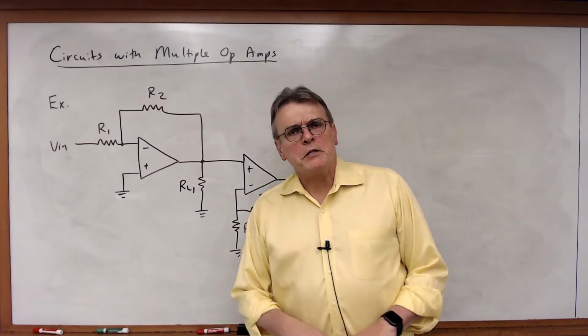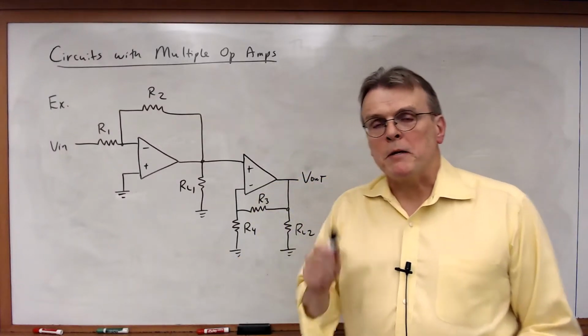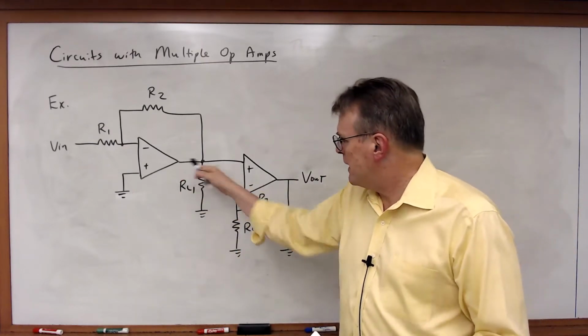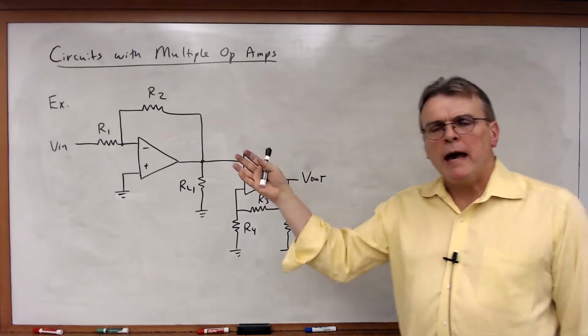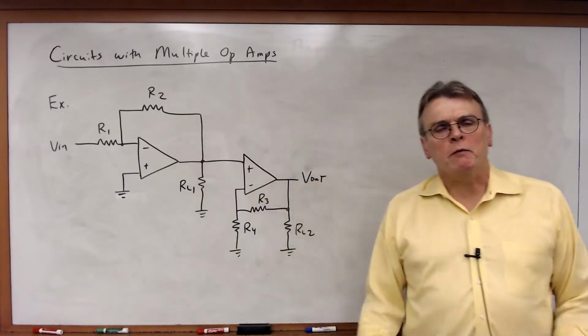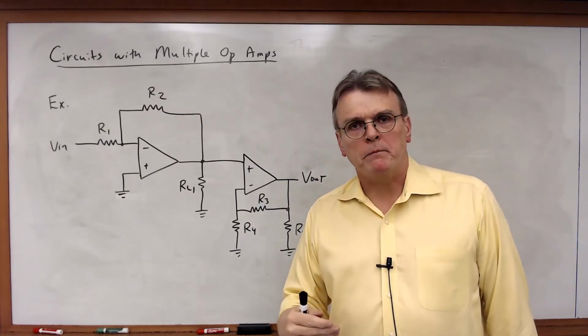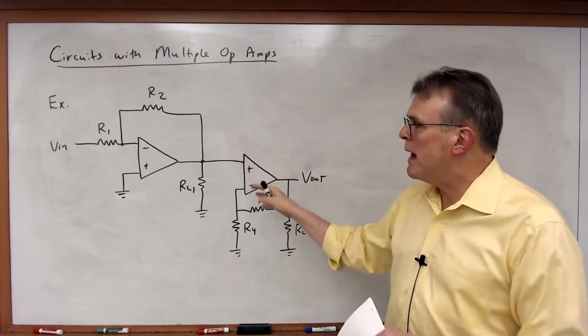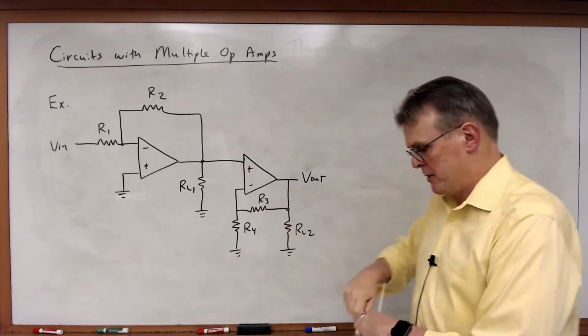Okay, let's look at an example of a circuit that has multiple op-amps. In this case, I've got a circuit here that has 2 op-amps. We want to look at how to analyze this type of circuit. So what kind of approach should we take if a circuit has more than 1 op-amp? Well, the 3 rules still apply. We just have to make sure we apply them properly to both these op-amps.